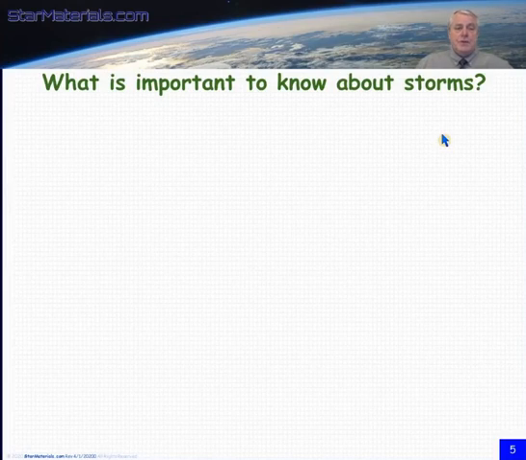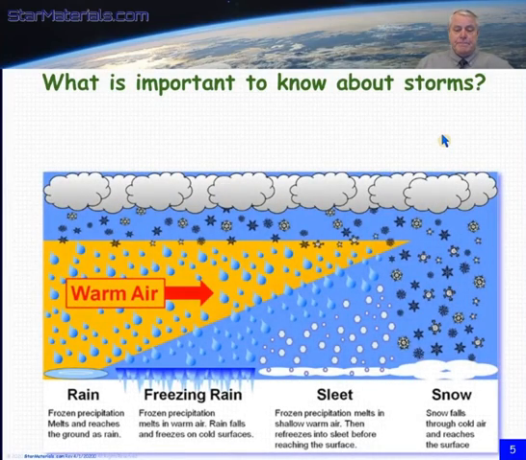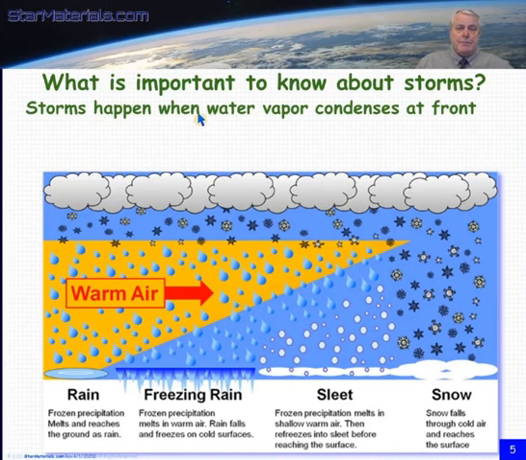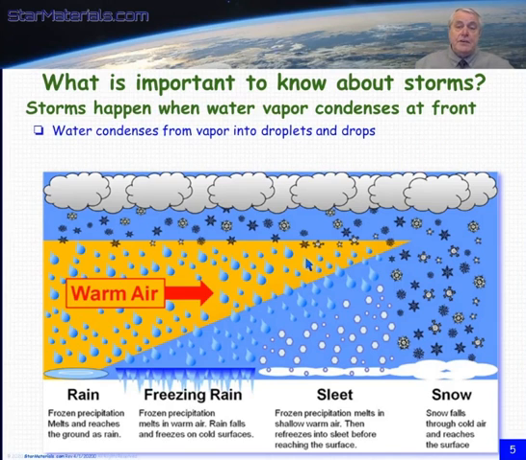What's important to know about storms? Well, here's how they come about. Storms happen when water vapor condenses at a front. A front is when warm air meets cold air. They have different densities, different amounts of water they can hold, different temperatures. When they meet, it's called a front. Water condenses from water vapor into droplets and drops.